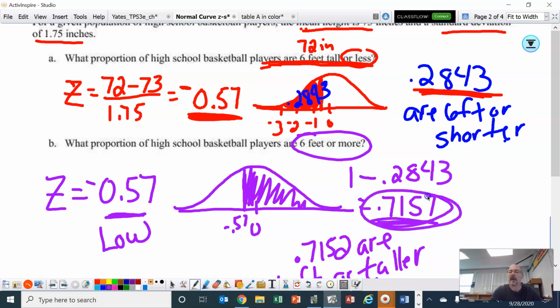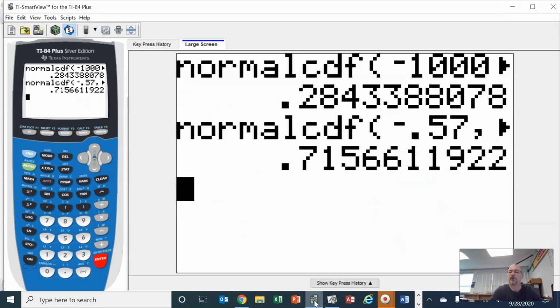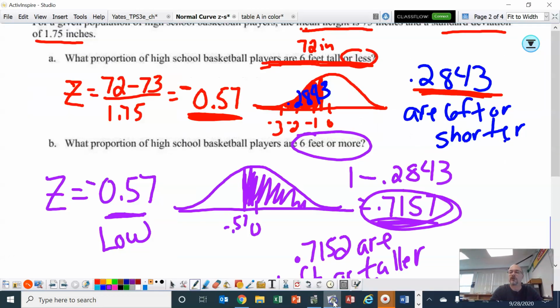0.7157. Wow, look at that. If we round it appropriately, that's what it is, 0.7157. Okay, and you didn't even have to worry about subtracting it from 1 because you didn't have to worry about only having shade to the left in the table. The calculator, you don't need to worry about that.